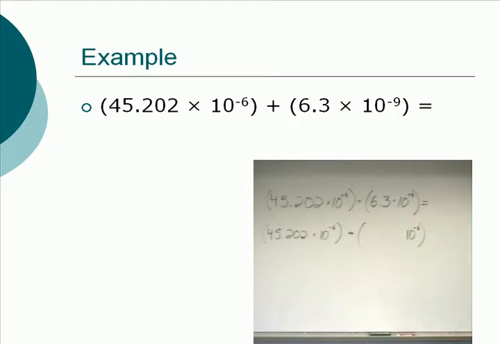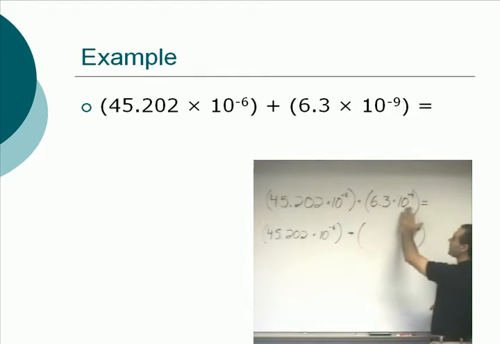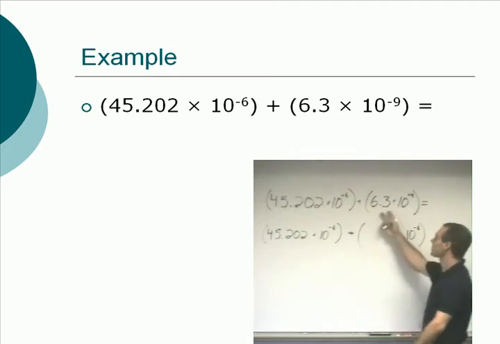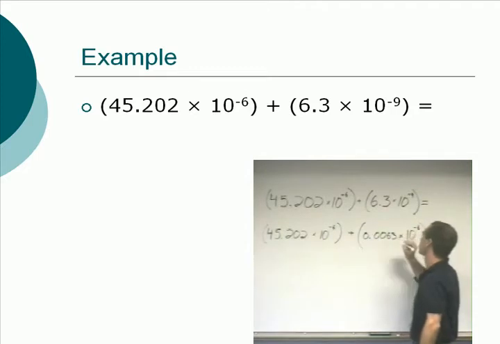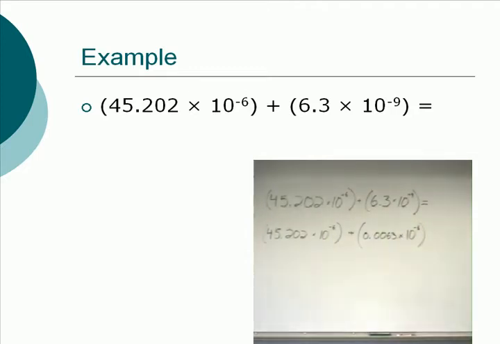Easy place to make a mistake. All right, so as long as this side climbs up 3 decimal places larger, this side's going to have to drop 3 decimal places smaller. So 6.3 becomes 0.0063. Everybody agree with that? Kurt?